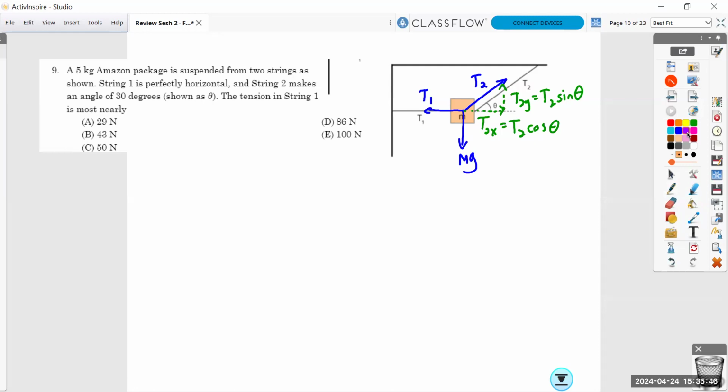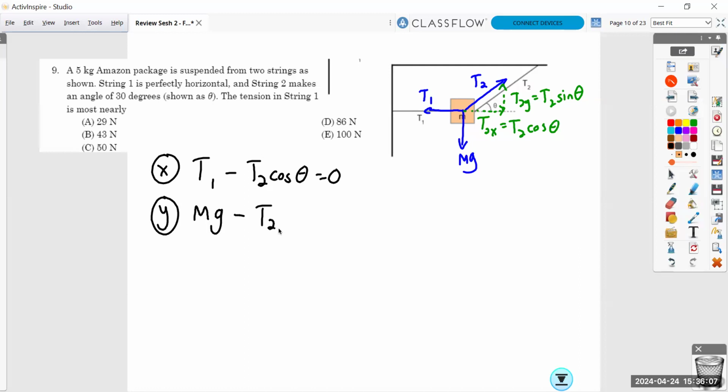So if I look in my x direction, I should be able to write T1 minus T2 cosine theta equals 0. Of course, I could just write them as being equal. That would also be fine. And in my y direction, I know that mg minus T2 sine theta is going to equal 0. Obviously, I know some numbers, I could just plug things in.